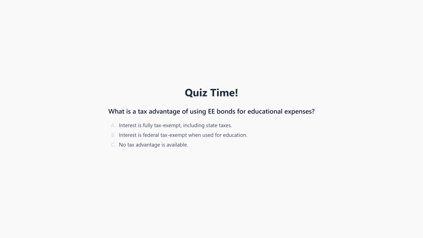Let's see if you're following along. What is a tax advantage of using e-bonds for educational expenses? Is it A. Interest is fully tax-exempt, including state taxes. B. Interest is federal tax-exempt when used for education. C. No tax advantage is available. You may pause the video now to think about the answer. We will discuss the answer in the next section of the video.